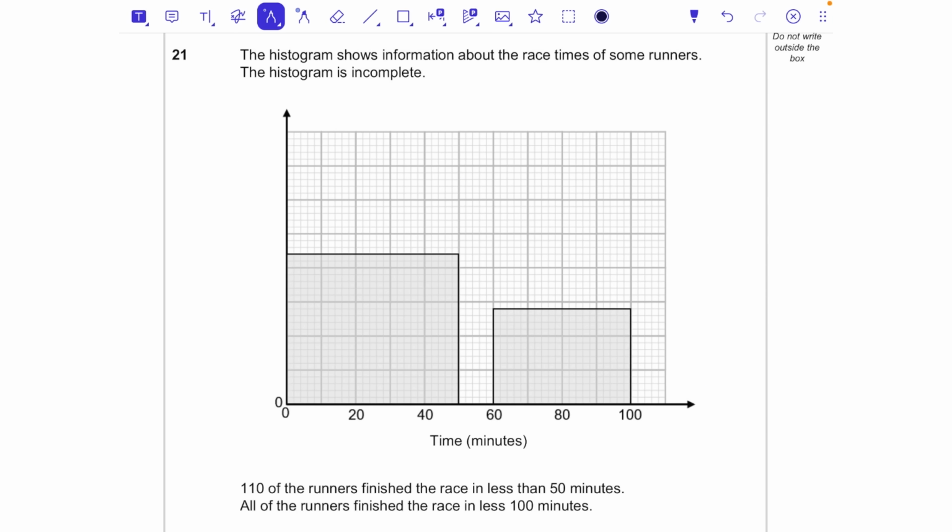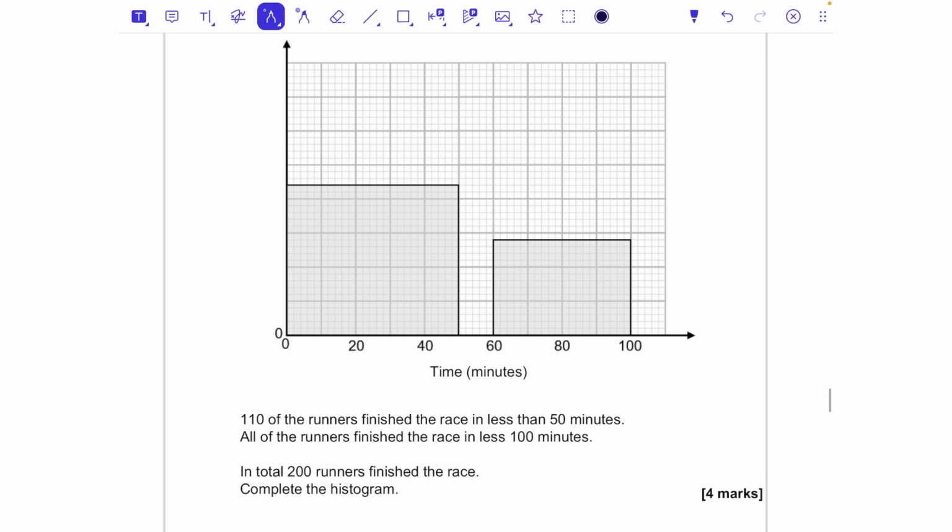Question number 21. The histogram shows information about the race times of some runners. The histogram is incomplete. 110 of the runners finished the race in less than 50 minutes. So this section here, we know the area of that bar, because the area of the bar is the frequency on a histogram. The area of that bar is 110. All of the runners finished the race in less than 100 minutes. In total, 200 runners finished the race. Complete the histogram.